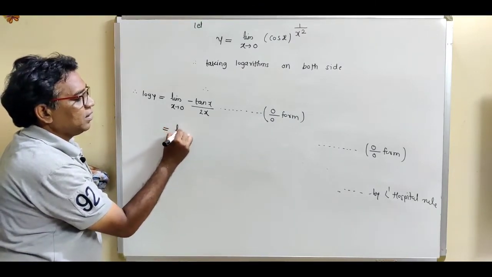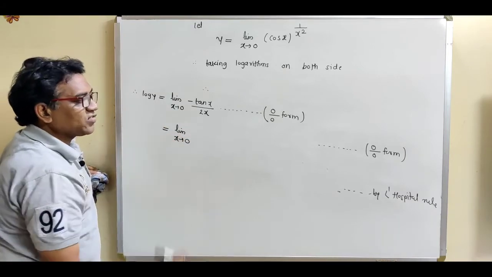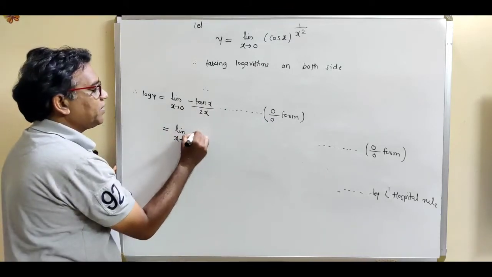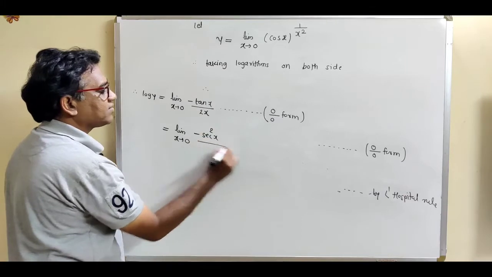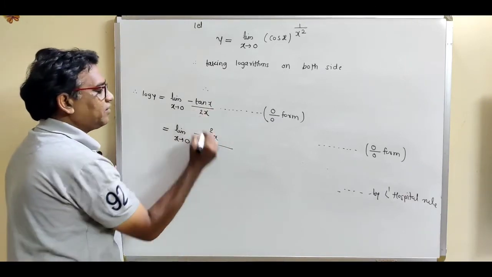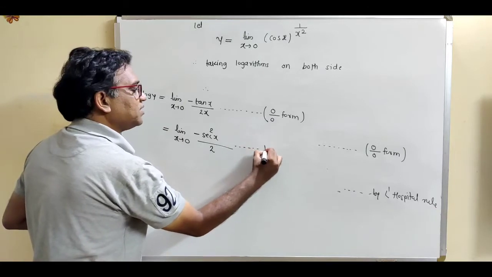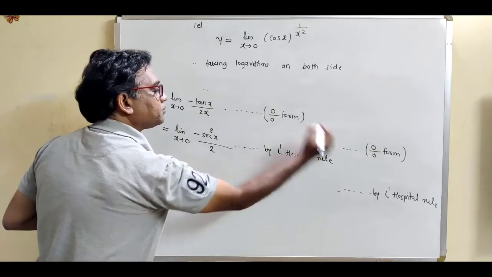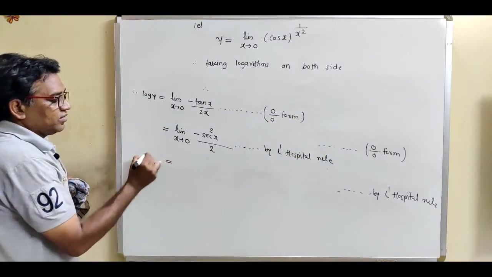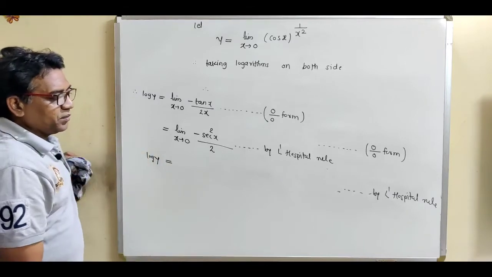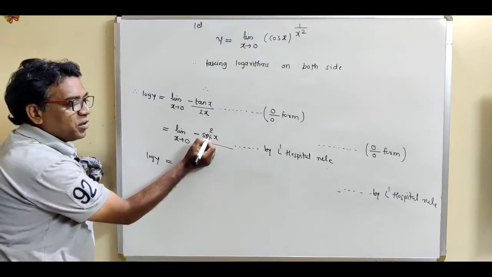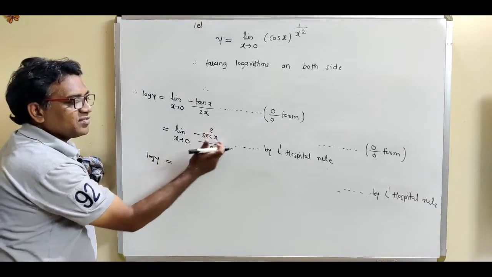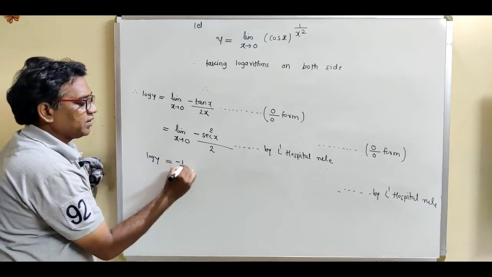So this is the limit as x tends to 0. By the L'Hopital rule, just take the separate derivatives. The derivative of tan x is sec square x, divided by the derivative of 2x, which is 2. Give the reason: L'Hopital rule. So log y is equal to, now put x equal to 0 in the numerator. If you put x equal to 0, sec 0 will be 1. So this is minus 1/2.